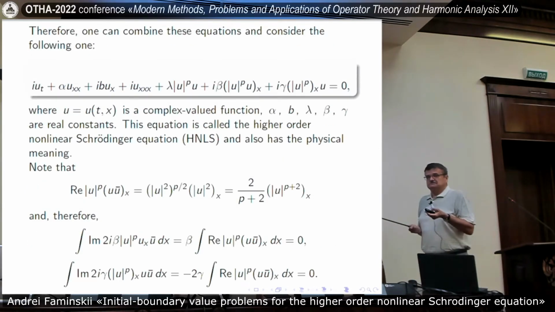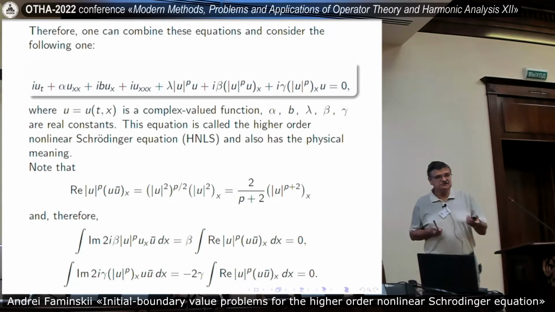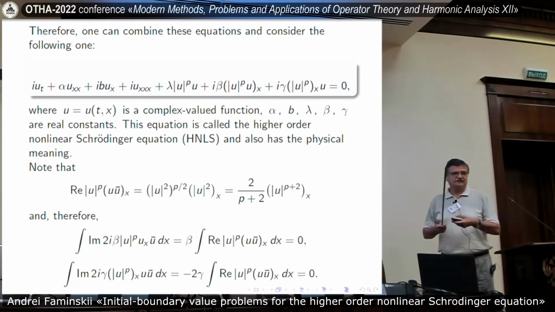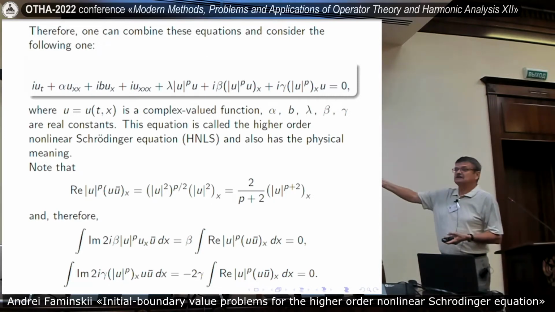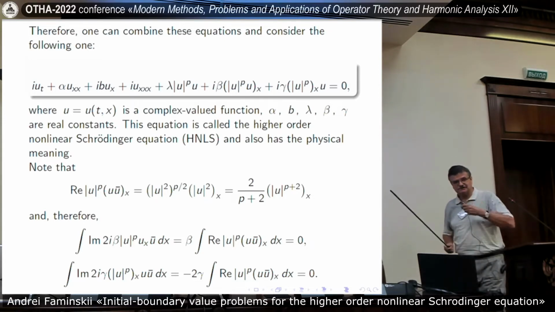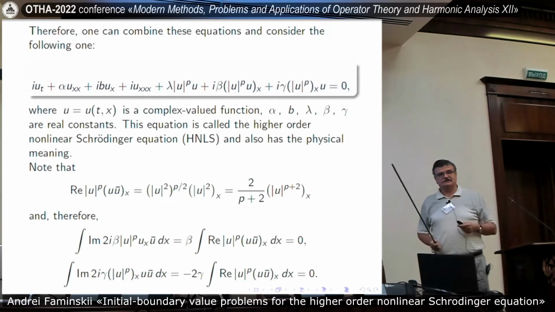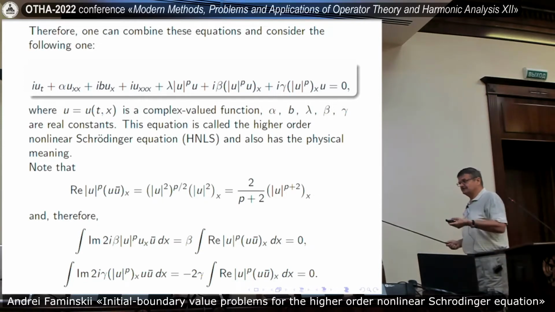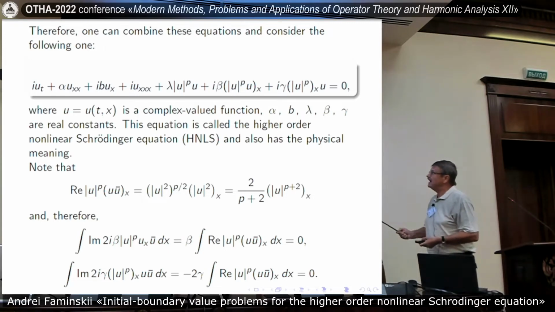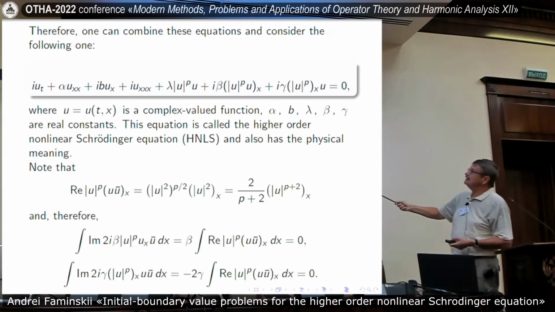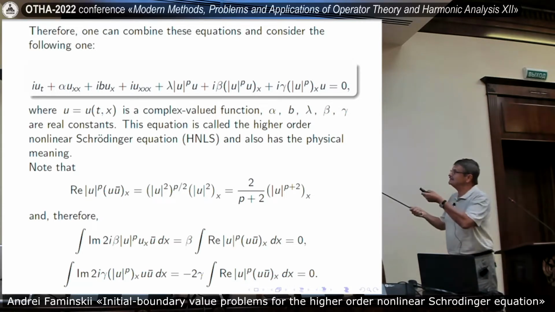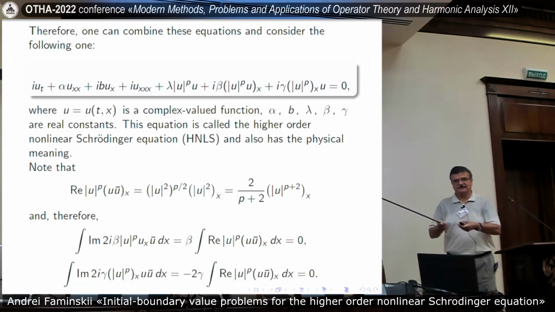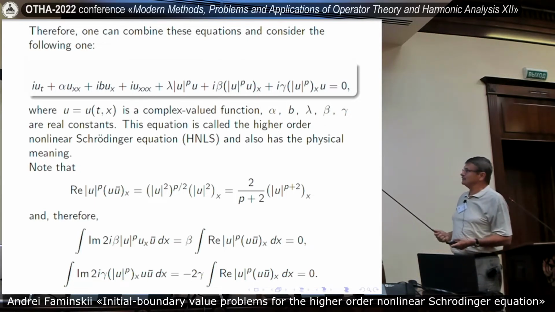So, now the natural step is to combine these two equations. Let us consider the following one, which includes the terms from the nonlinear Schrodinger equation and from the Korteweg-de Vries and the generalized Korteweg-de Vries equation. Here U is a complex valued function, and these parameters are real constants. And this equation is called the higher order nonlinear Schrodinger equation. And this is the equation I want to speak about.